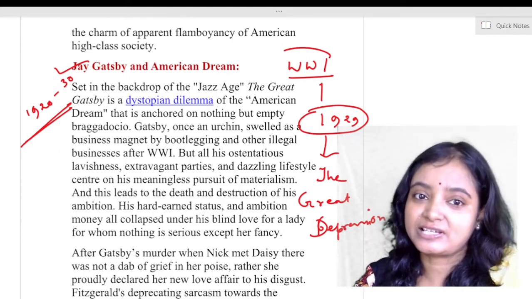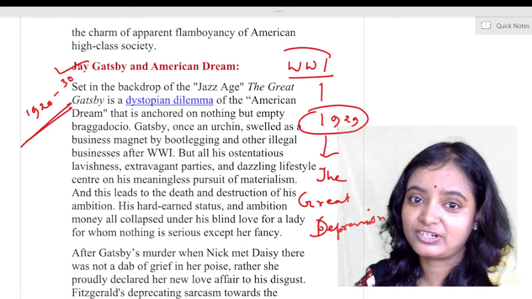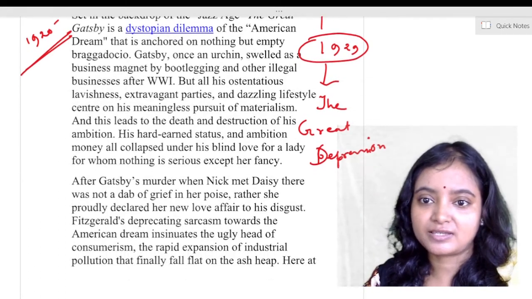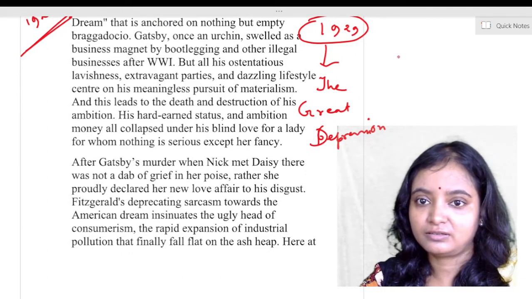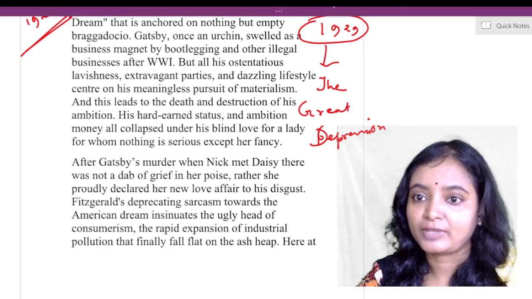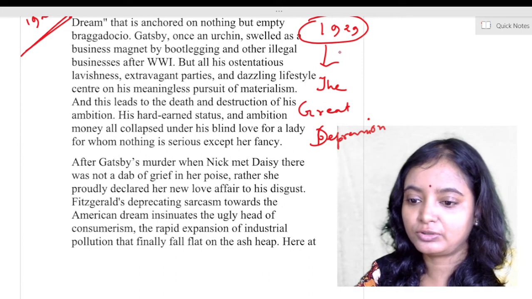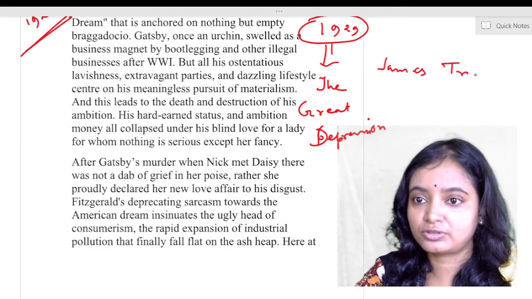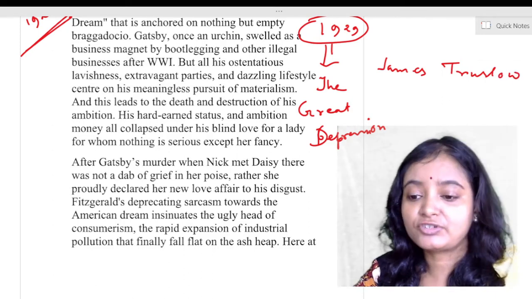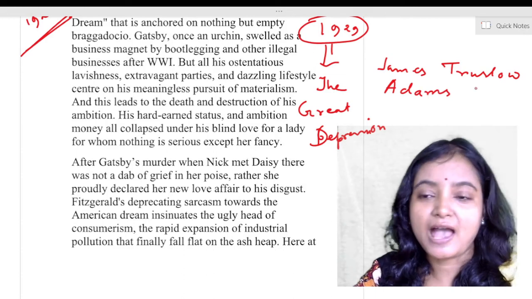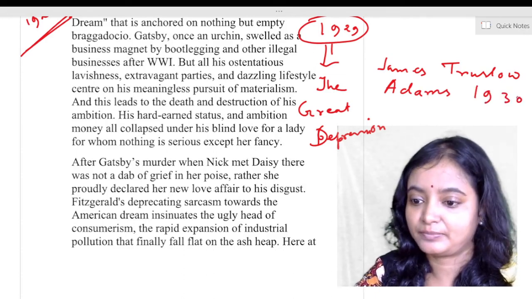The Great Gatsby is a dystopian dilemma of the American dream. And now what is the American dream? Okay. You have to keep in mind, I have no such place, I think. I can write here. Okay, one second. I can write here. So what is the American dream? Just take a note. James Truslow Adams first used the term American dream in 1931.